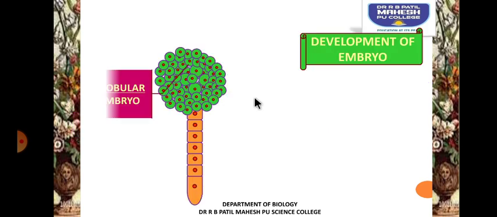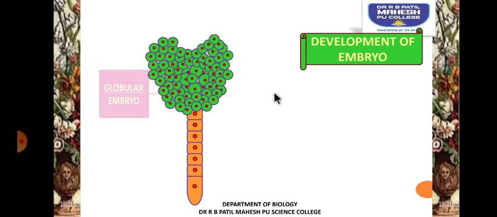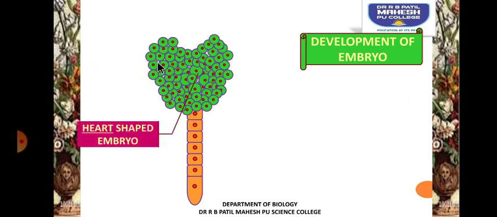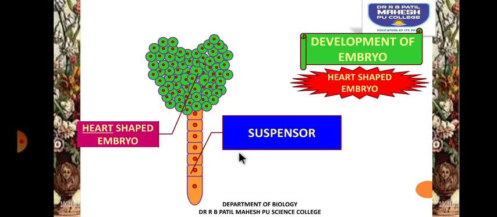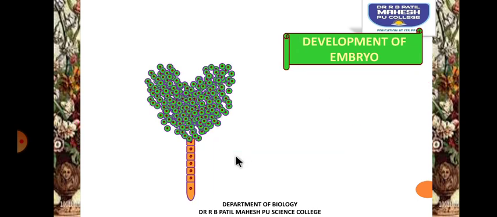Now globular embryo to the next stage will be formed. In this globular embryo, cells undergo division again. Now see, more or less it is what shape? Heart-shaped embryo. So that is the second stage. It becomes a heart-shaped embryo, and this elongated structure is called what? Suspensor, and the first cell of the suspensor is called what? Haustorium. Correct. So the heart-shaped embryo is produced.